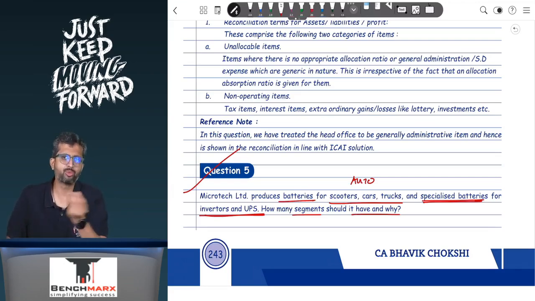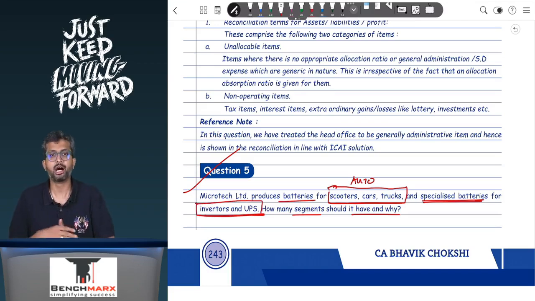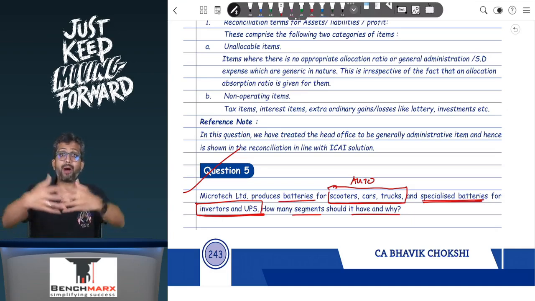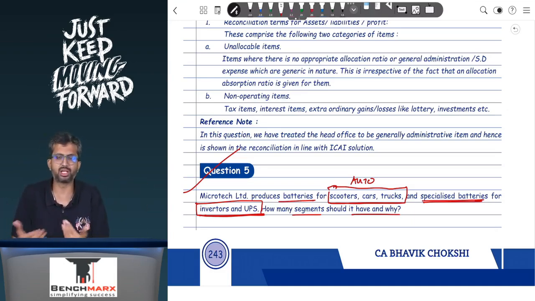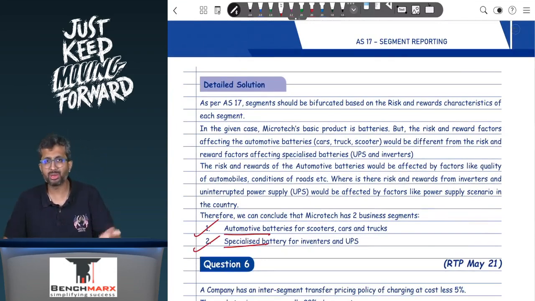But if it comes, what has the institute said? Institute has believed that the risk and reward attributable to car batteries are different as compared to risk and reward of inverter and UPS. Like the car batteries, depending on road condition, heat, etc. in general, whether it is car, trucks or bikes, whereas inverter UPS depends on how well the power grid is connected in your particular region. If power connectivity is poor, then people will need more inverters and UPS. So over here, institute has said that there will be 2 segments, automotive and specialized, but again there can be an alternative treatment depending on the facts of the case, because we are not battery experts.